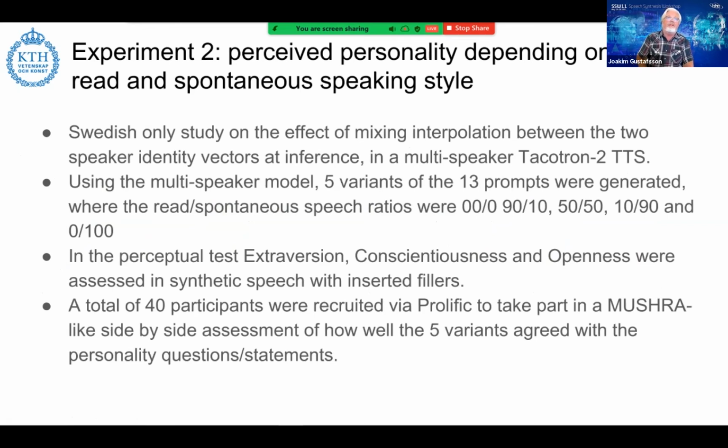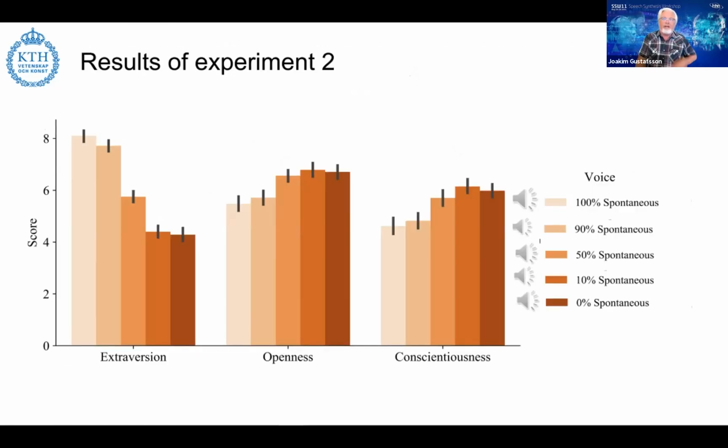Okay, and then we went on to the next study where we wanted to see, because in the Swedish version, we actually trained it using a multi-speaker Tacotron where we could actually mix between the two voices using a speaker identity vector. So what we did is that we had either only read speech and then 90%, 50%, 10% and 0% read speech and just were able to generate the same prompts but with different amounts of mix, and we tested that also on Prolific. And what we found there was that the biggest difference is in extroversion. I will play some examples here. First it will be 100% spontaneous and then less and less spontaneous.